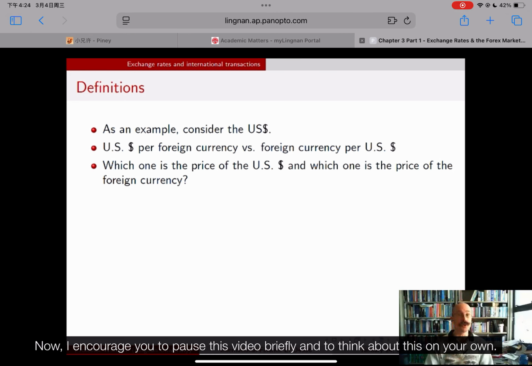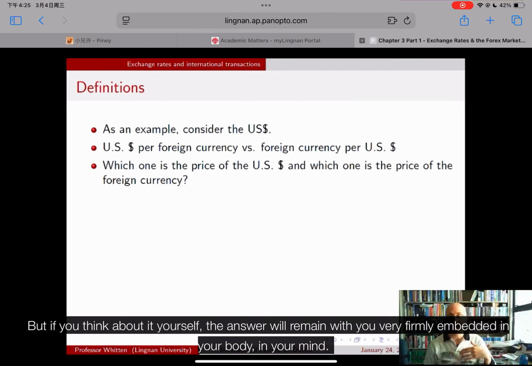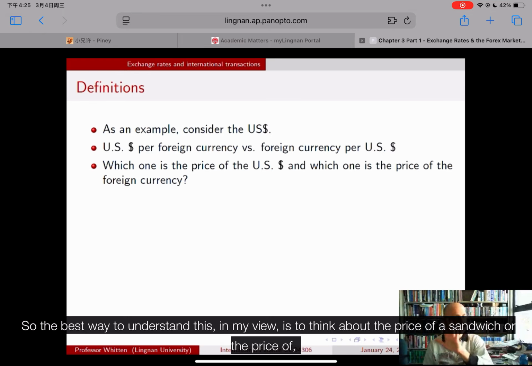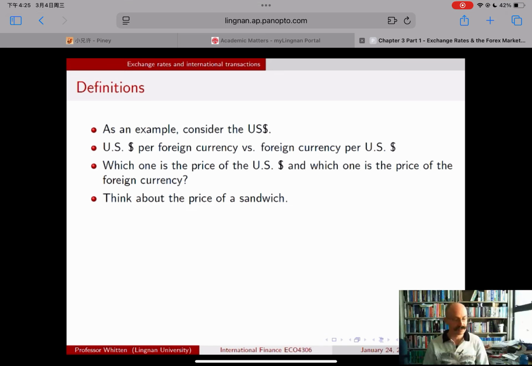Now, I encourage you to pause this video briefly and to think about this on your own. Of course, I'm going to give you the answer, and you may already have the answer, but if you think about it yourself, the answer will remain with you very firmly embedded in your body, in your mind. So the best way to understand this, in my view, is to think about the price of a sandwich, or the price of some fried rice, whatever you like to eat.